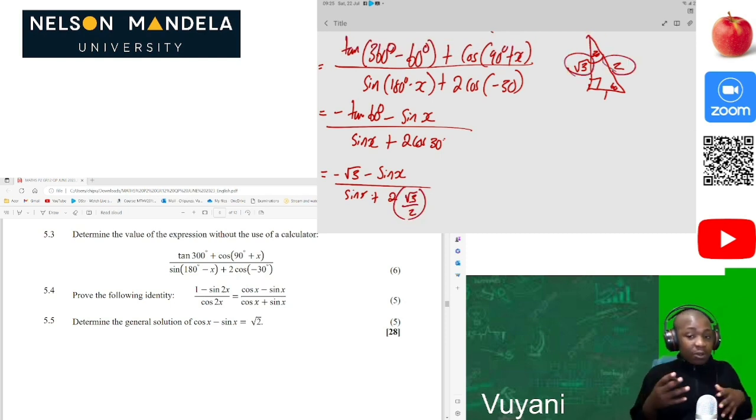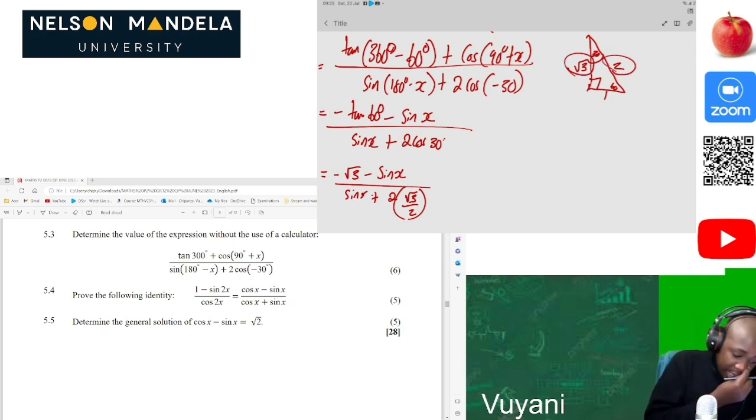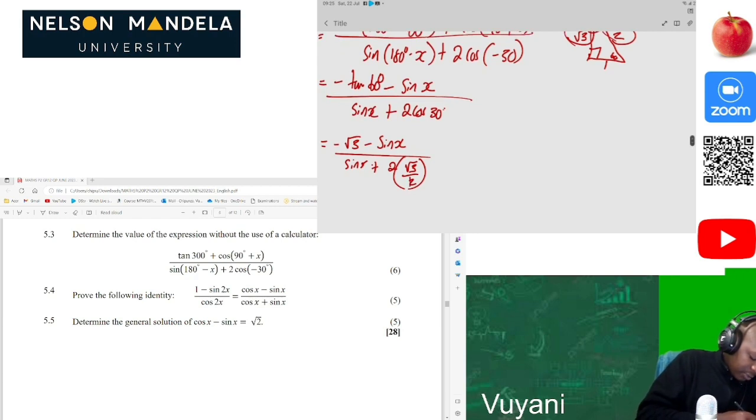So you can see mistakes are common. Make sure that you double check your work as you are writing. So that will be root 3 over 2 there. Okay, as you can see, root 3 over 2. So this and this will cancel.